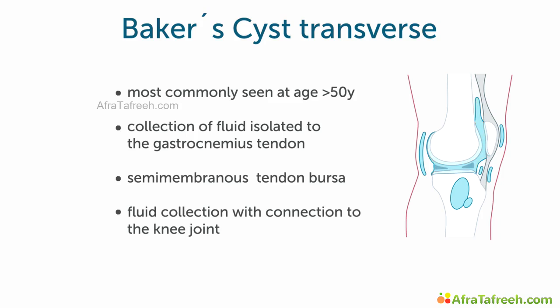In a transverse plane, the ultrasound appearance of the Baker's cyst is a well-defined, fluid-filled collection, either anechoic or with internal low-level echoes in the case of a rupture. The fluid has a neck extending as it wraps around the medial head of the gastrocnemius muscle and appears as a crescent shape or speech bubble.